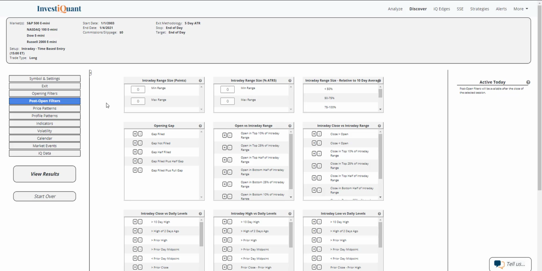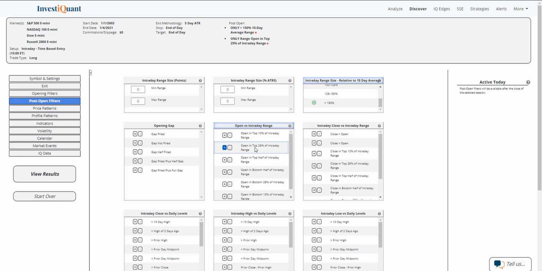So we're going to use this intraday range size relative to the 10-day average, and I'm going to use the largest option available, which is greater than 150% of the 10-day average range, the average of the range that's taken place within that time frame. And then I'm going to use the price action that we're seeing. So this morning we opened up near the highs, but to be a little bit less selective, I'm going to say that we opened in the top 25% of the intraday range. We actually opened in the top 10, but this will just allow us to get a few more samples.